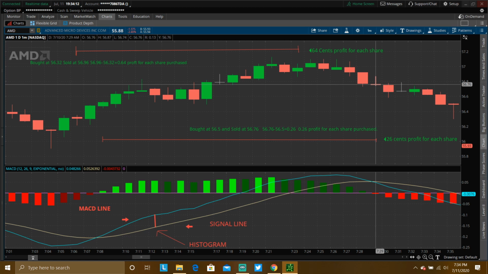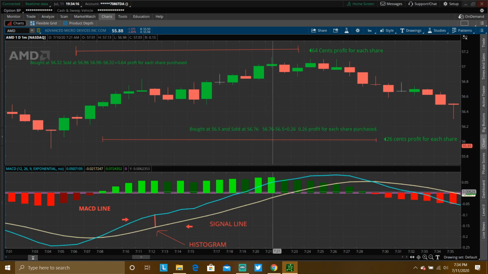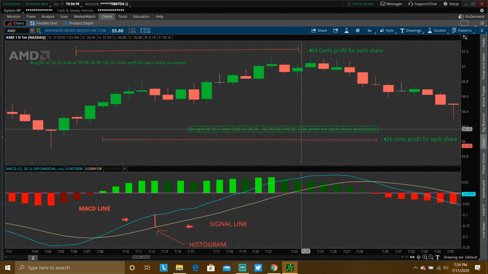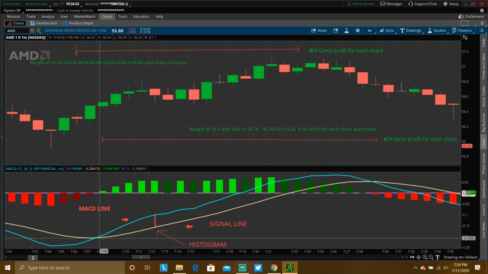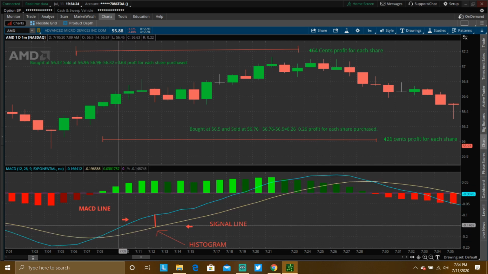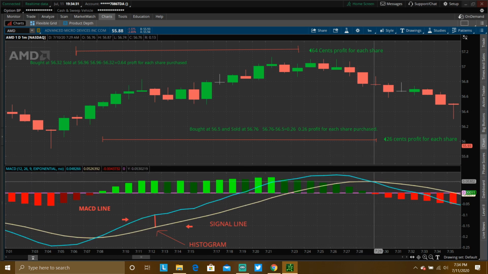That would mean that we would sell for 56.76. In other words, we would make 26 cents per share if we were to buy it when the MACD line goes above the signal line, like we're supposed to, and sell it when the MACD goes below the signal line right over here.